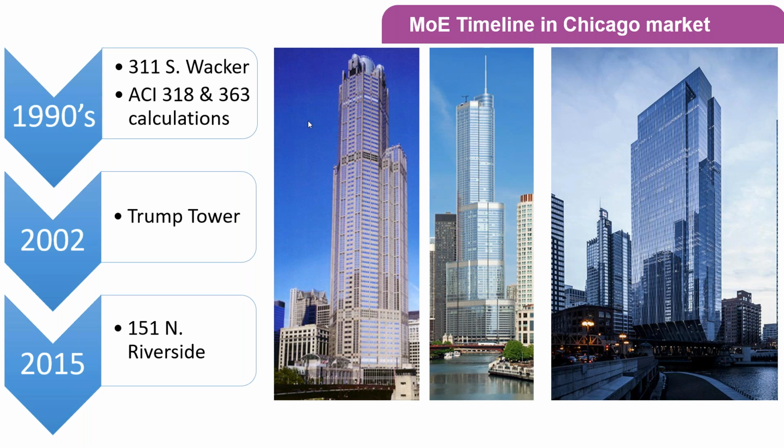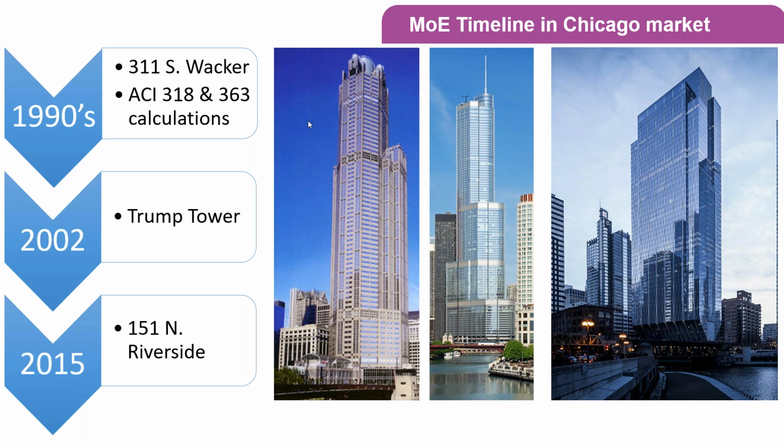Jumping forward to the early 2000s when Trump Tower was built, this one initially started with floor-by-floor testing of modulus of elasticity, but due to financial constraints, they eventually did also switch to the ACI calculation. So we had already built up a library at that point showing specific data and that we could meet the requirements, but in the end, it wasn't utilized and they simply used the ACI calculation.